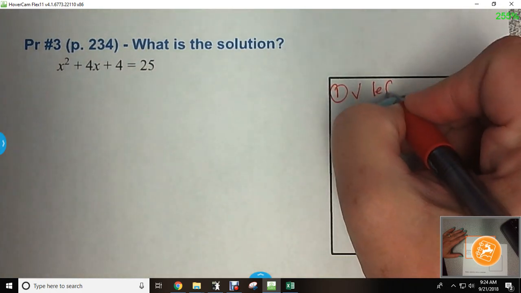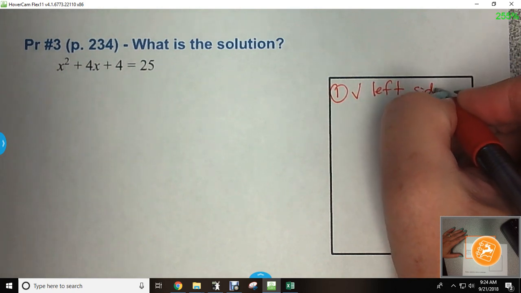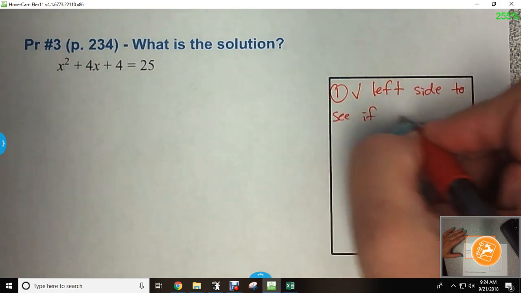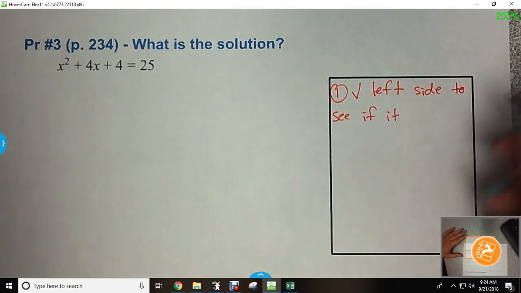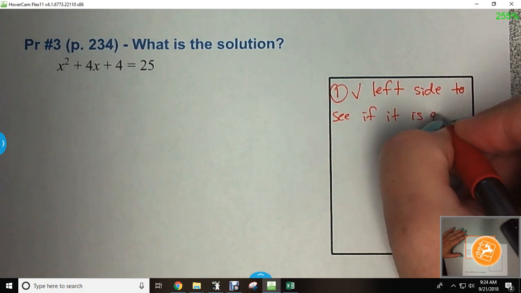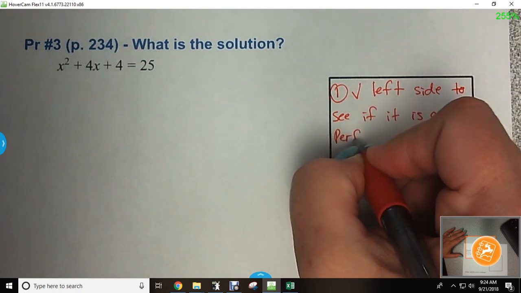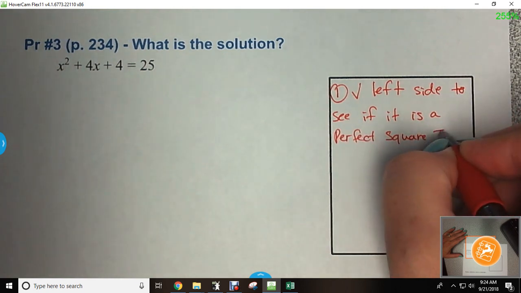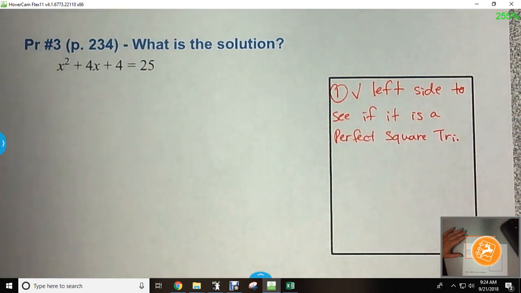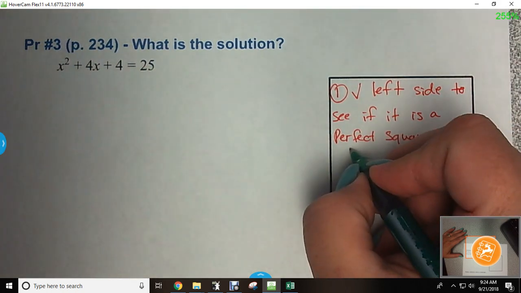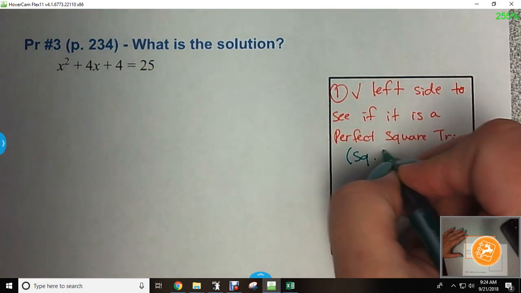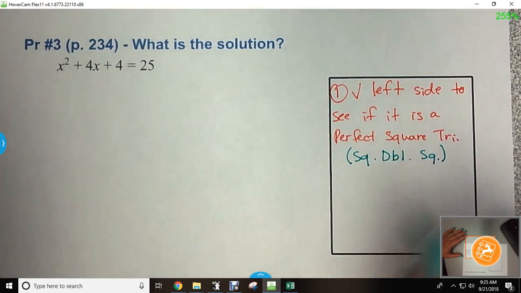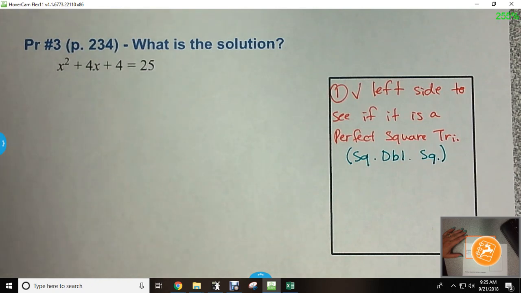check the left side to see if it is a perfect square trinomial. Okay, and remember my nickname for that is a square double square. So I need to check and see if it is one of those.